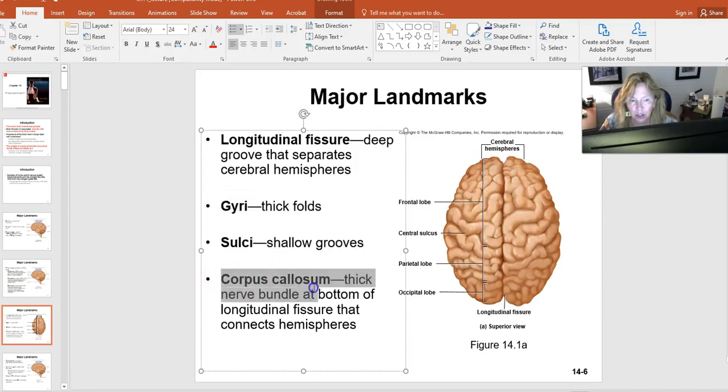There is a structure that connects them. We can't see it in this view, but we'll see it in a second when we look at the midsagittal section. This very thick nerve bundle is called the corpus callosum.